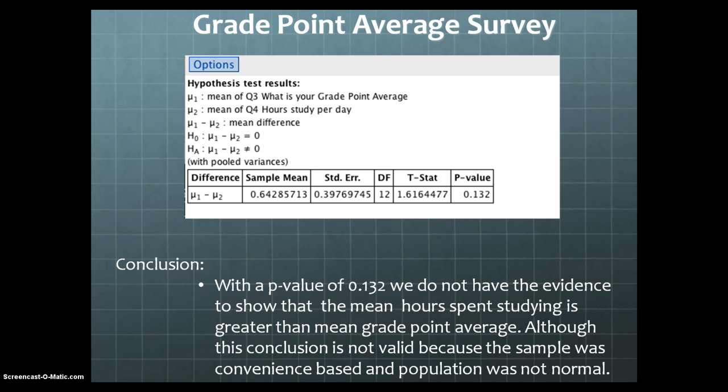With my grade point average survey, you cannot have a conclusive result. The reason being, this was a convenience-based survey and the population was not normal. But I still was able to do a hypothesis test. With a p-value of 0.132, we do not have evidence to show that the mean hours spent is greater than the mean grade point average.